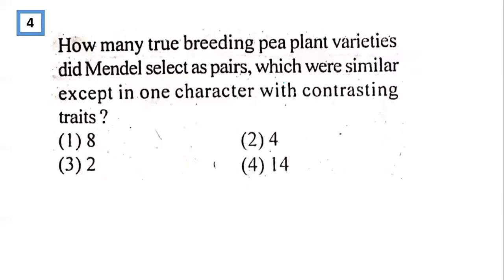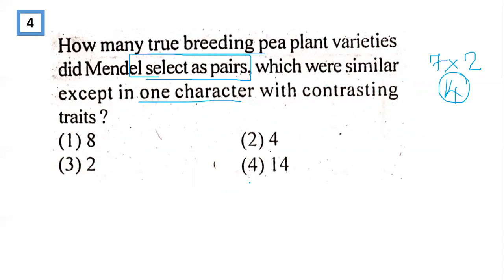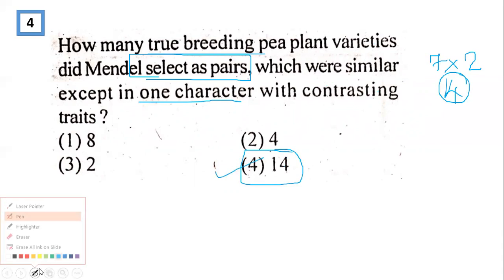Question number 4. How many true breeding pea plant varieties did Mendel select as pairs which were similar in one character with contrasting traits? You know that he selected 7 pairs of characters. That is, how many traits did he select? He selected 14 different traits. Yes. So the correct answer for the question is option number 4, 14. Okay, I'll change the color of the pen because maybe you won't be able to see that. Okay, 14 is the correct answer for this question.